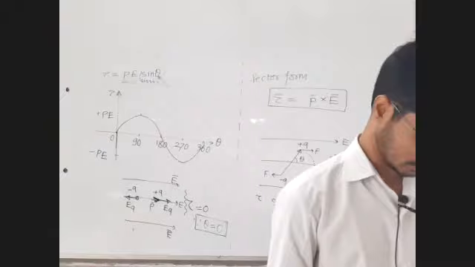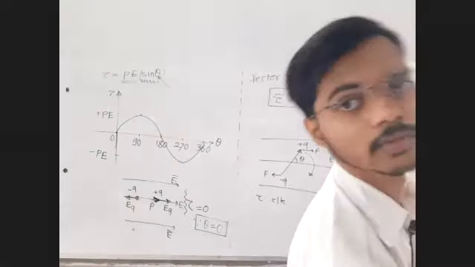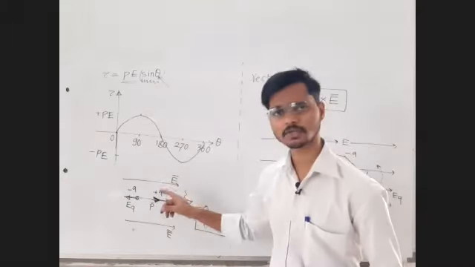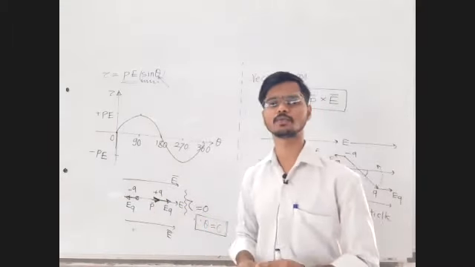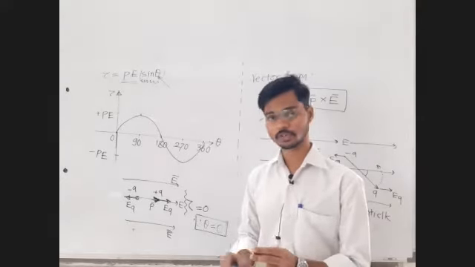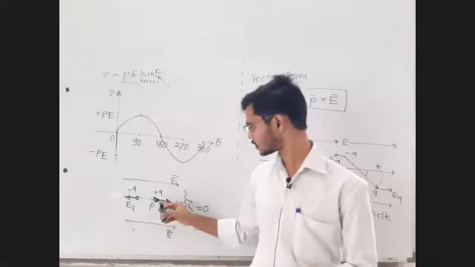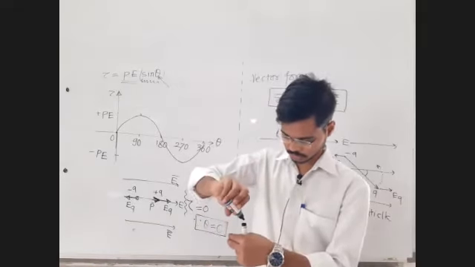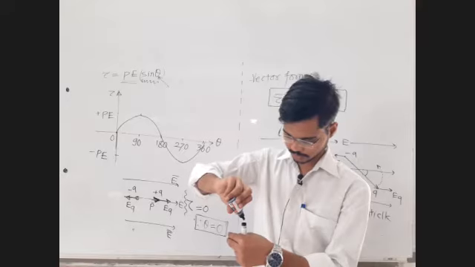Stable equilibrium. Why equilibrium? Net torque is 0. Why stable? If you displace it from that position, it will be brought back again to the same position. Therefore, if you displace the system from that position, it returns to the same position, so it is called stable equilibrium.